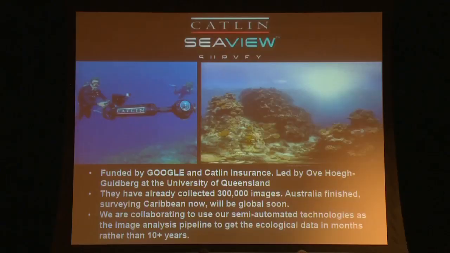And we've already started some international collaborations. We've been collaborating with the Catlin Seaview Survey, which is funded by Google and Catlin Insurance. And their goal is to do a global survey of all the world's coral reefs. And our semi-automated technologies are really the image analysis pipeline for all these images. So they've already collected 300,000 images from Australia, another 400,000 from the Caribbean, and we're going to hopefully get data on reef health globally within the next months to years rather than years to decades.